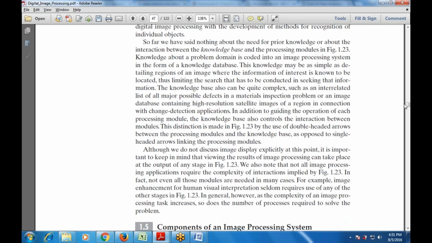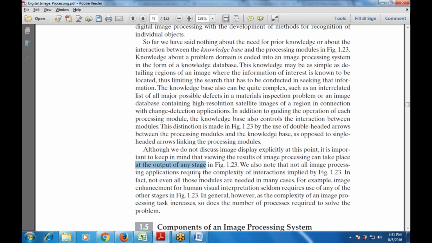It is important to keep in mind that viewing the result of image processing can take place at the output of any stage that will display the image processing software. In the enhancement, not all those modules are needed in many cases. For example, for image enhancement for human visual interpretation, seldom is any of the later stages required. As the complexity of an image processing task increases, so does the number of processes that are required to solve the problem.